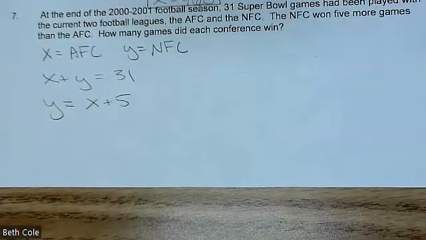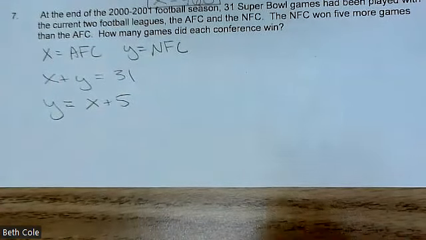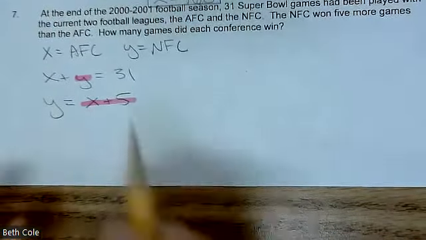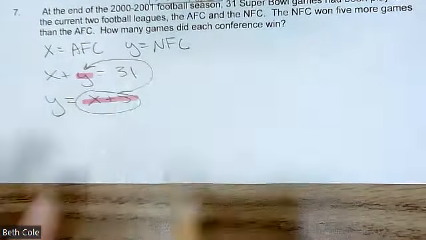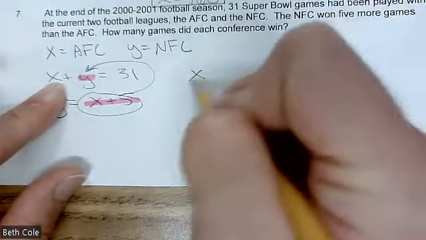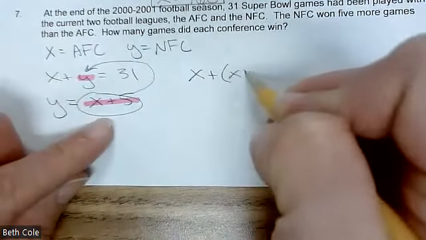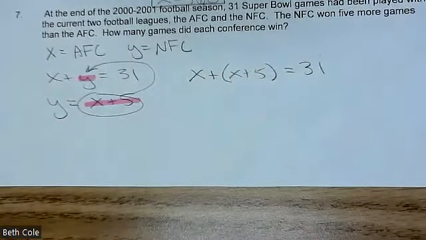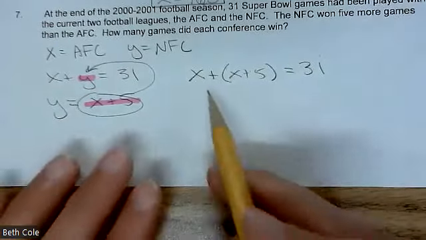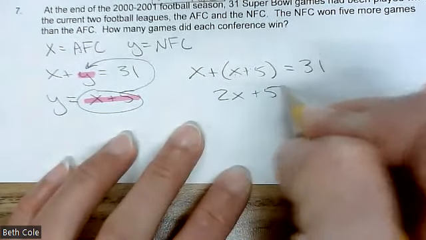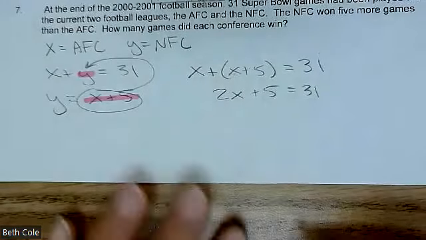Is one of the variables already alone? Yes. Which one's already alone? Y. So you're going to take this, substitute it in for Y. If you don't have a highlighter, just draw an arrow. What will that give us? X plus X plus 5 equals 31. There's nothing to distribute. So you can just go ahead and do like terms. That would be what? 2x plus 5 equals 31.